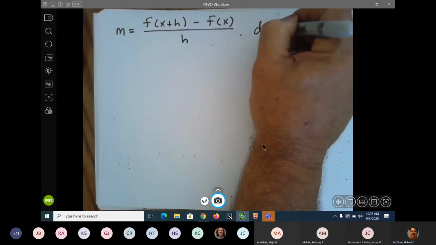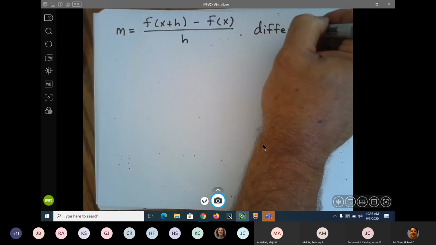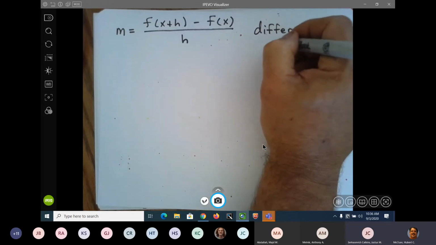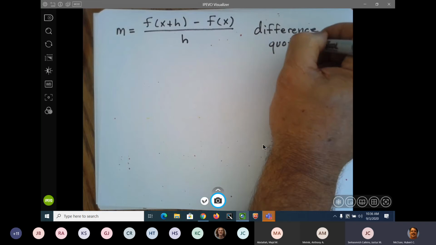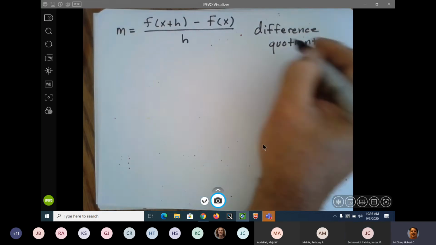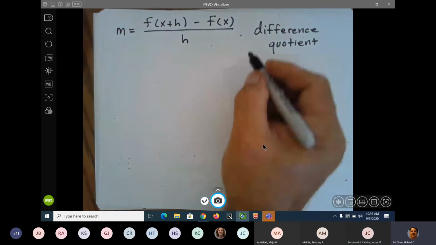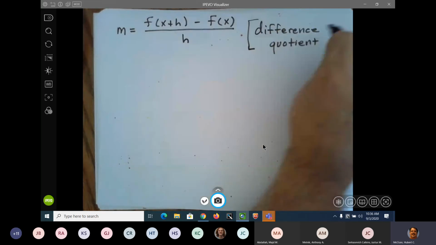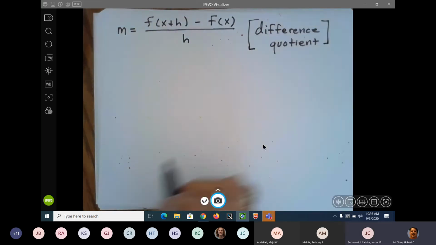Difference quotient. So you can impress your friends by using the word difference quotient instead of slope. Okay? All right, now this problem right here says f of x is equal to x squared.